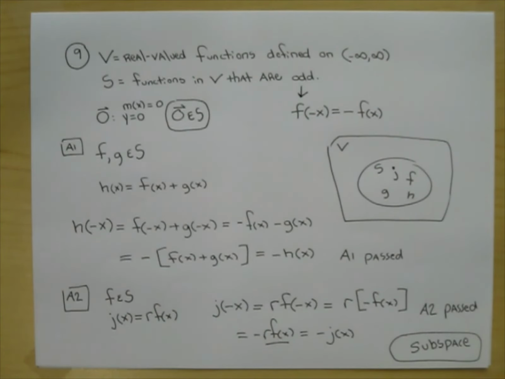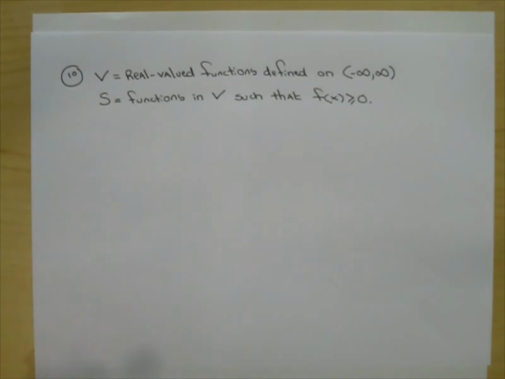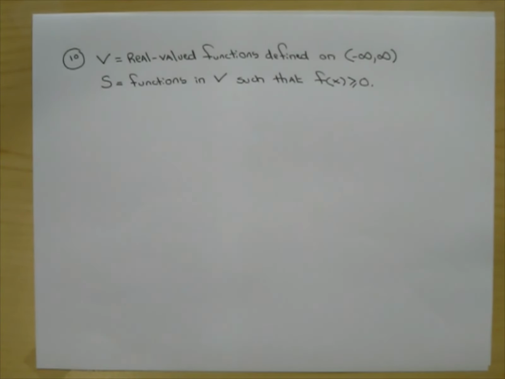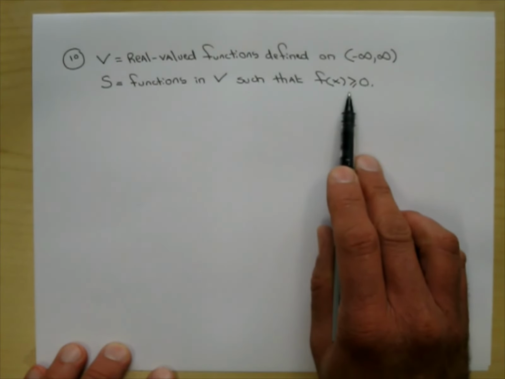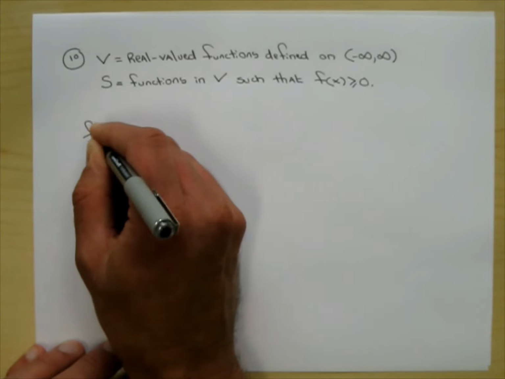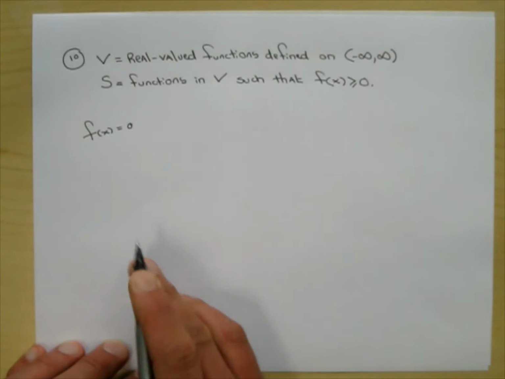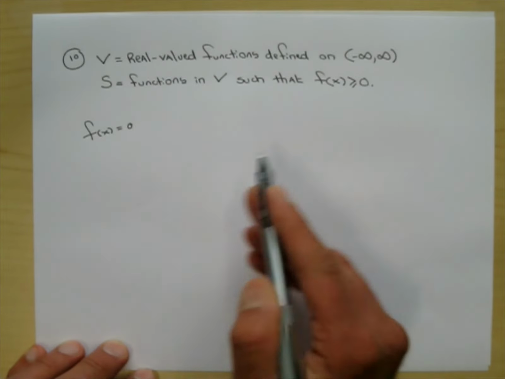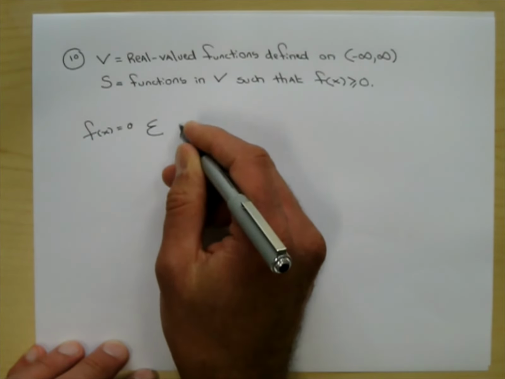Okay, and number 10 comes in close behind number 9 with being weird. You've got the real valued functions defined on negative infinity to infinity, and then S happens to be functions in that vector space that are non-negative, which, in terms of graphs, are functions that fly above the x-axis. The first thing you want to do is, let's say f of x is 0. Is 0 greater than or equal to 0? Yes, it is. So that guy right there is in the party circle.